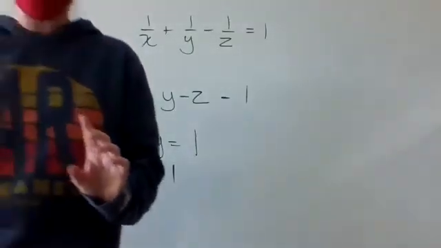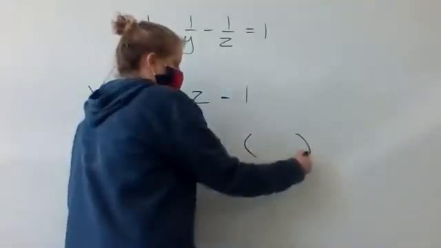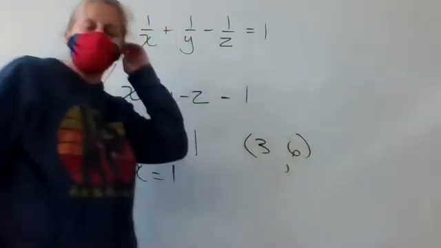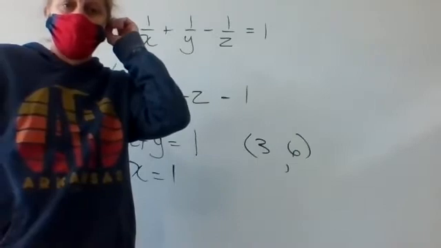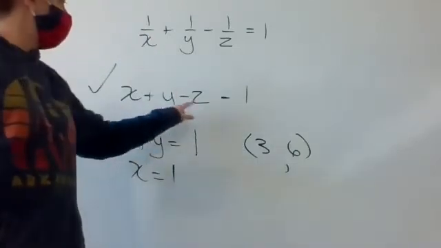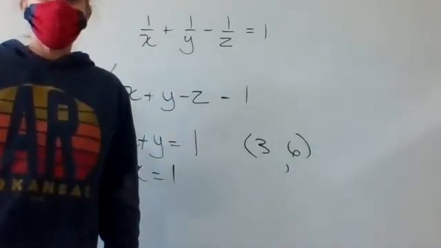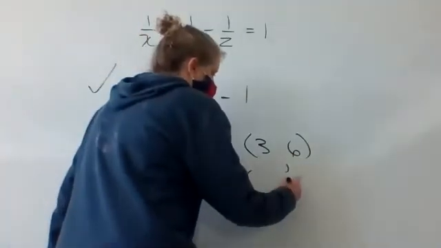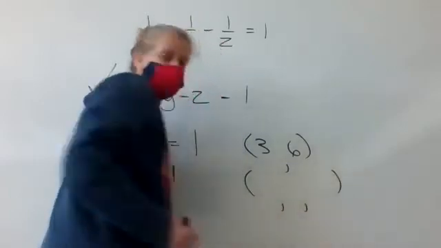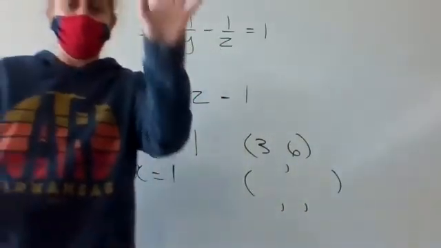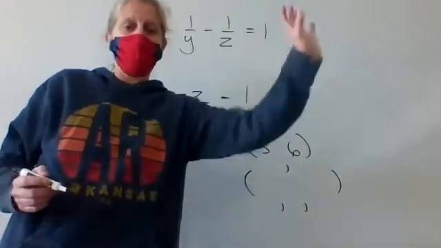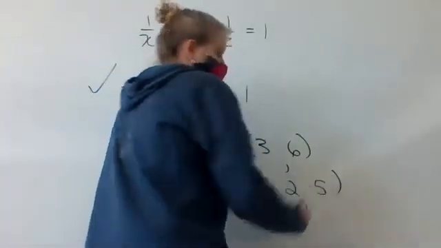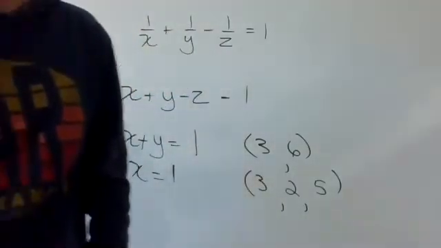Now, when you solve these, remember on the first ones that we did, we got an answer and it was an ordered pair with numbers for x and y. Well, now we have x, y, and z, which means your answer is not going to be called an ordered pair. It's actually going to be called an ordered triple because you're going to have an answer for x, y, and z. So your answer will have numbers in those 3 spots.